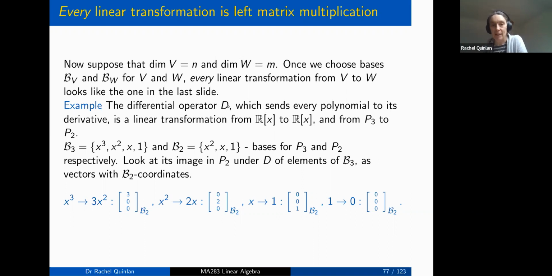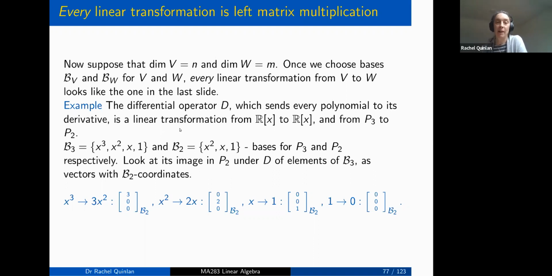So the differential operator D, operating on polynomials with real coefficients, is a linear transformation from the vector space of all polynomials with real coefficients to itself. And also, if we write, as we've done before, P3 for the space of polynomials of degree at most 3 with real coefficients, and P2 for the space of polynomials of degree at most 2 with real coefficients, then the differential operator takes every element of P3 to an element of P2. If we apply the differential operator to a cubic polynomial, we get a quadratic as the outcome. And so there's nothing in P3 whose derivative is not in P2.